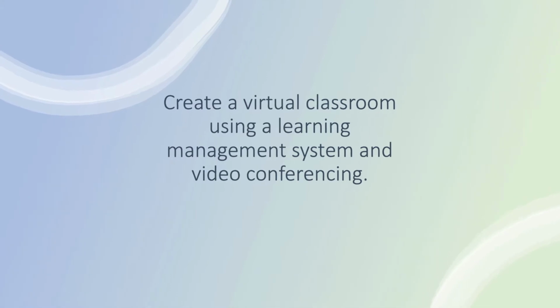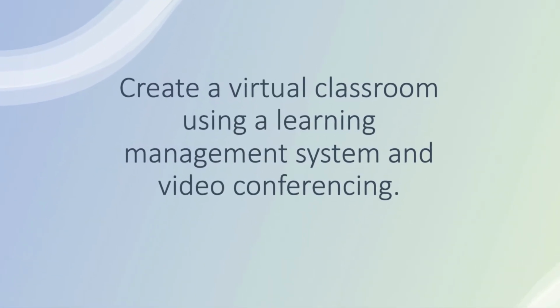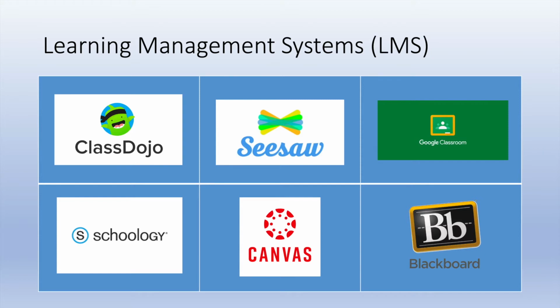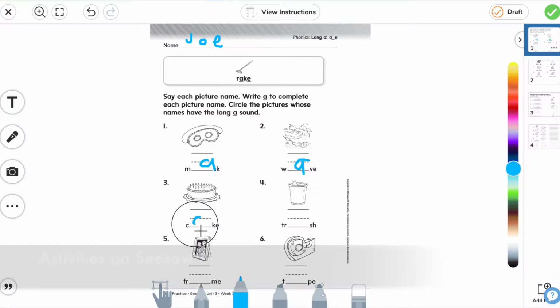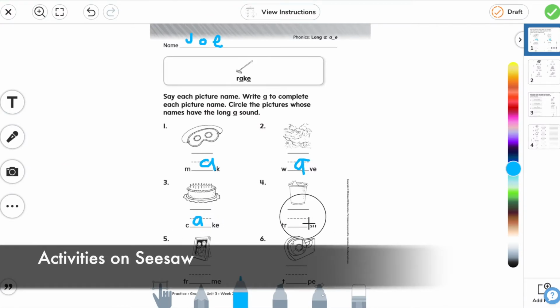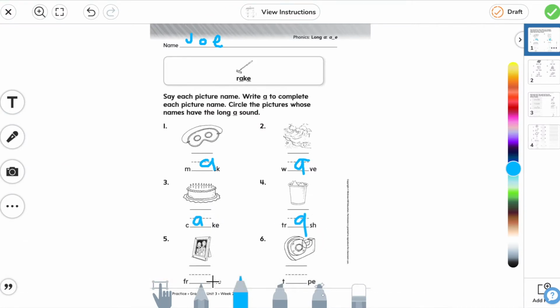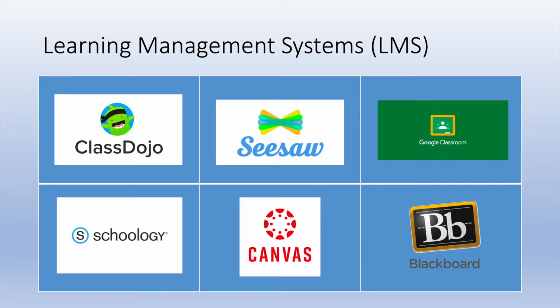Next is to create a virtual classroom using a learning management system and video conferencing. There are various learning management systems out there. ClassDojo and Seesaw are better optimized for students with special needs and also for younger learners. Google Classroom is one of the more popular platforms out there, as it's essentially free with the G Suite for Education accounts. And also there are Schoology, Canvas, and Blackboard. So definitely use one of these platforms, especially if it is being provided by your school or district.